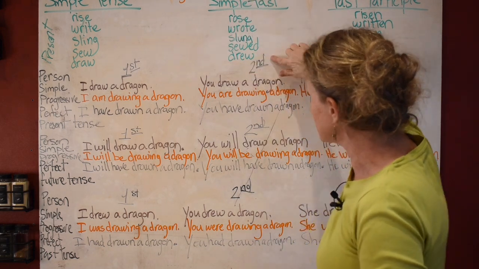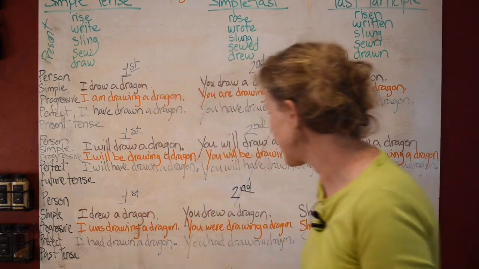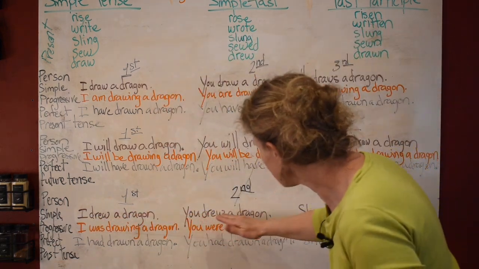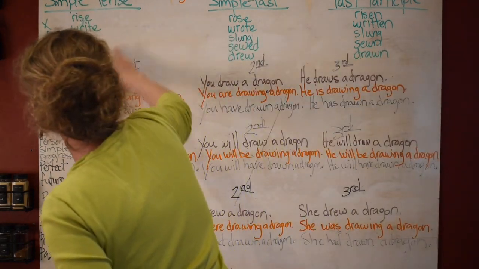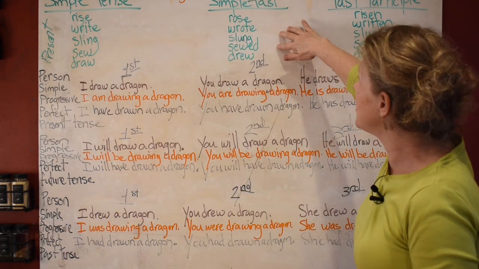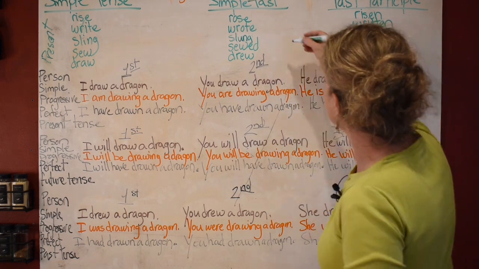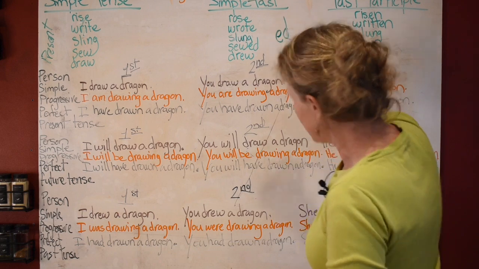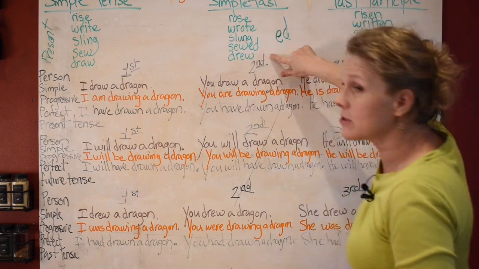If I say the past tense and we have simple, we're going to use drew. It's in the simple past, right? So you go, I drew a dragon. You drew a dragon. She drew a dragon. You don't come over here to the simple tense. You have to be in the simple past tense. This would be the EDs right here if they were regular verbs. But since these are irregular, you have to remember that these are in the simple past.